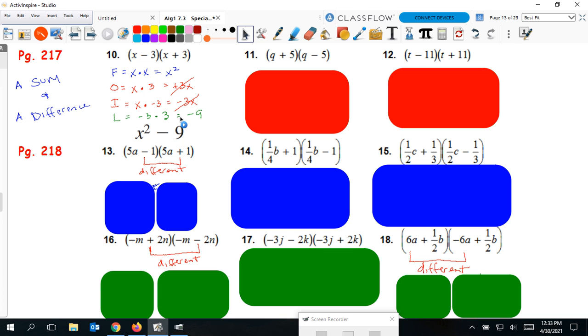So when you have a sum and a difference, you can really almost just remember to only do the first and the last to be able to do this pattern. You just need to multiply first and last from FOIL.